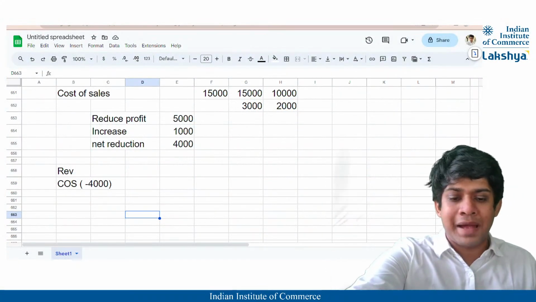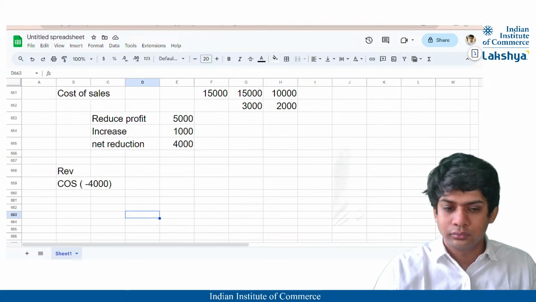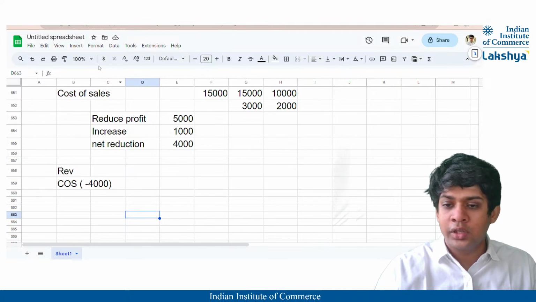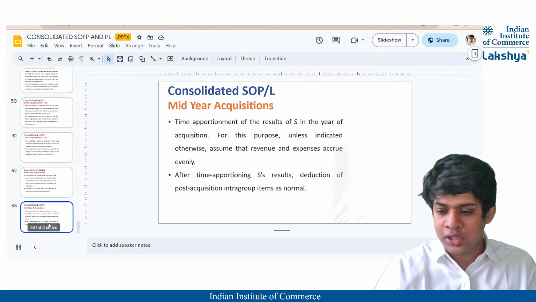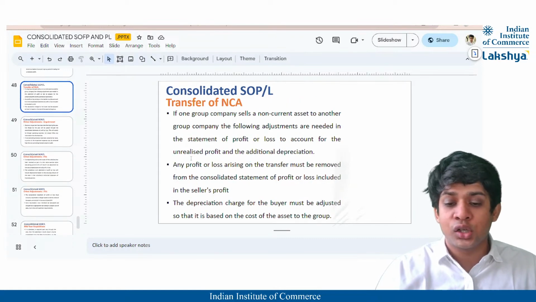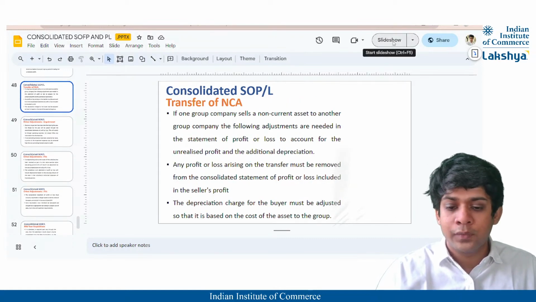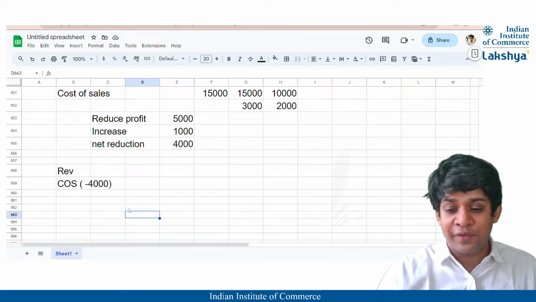Okay, guys, I hope we are back. Let us continue with the pending portion. So I think within 5-6 slides, our portion is done with, right? Then we'll start solving our sums. Okay. Now, transfer of non-current asset, I hope it is clear to you all. Your cost of sales will directly be reduced by 4,000.